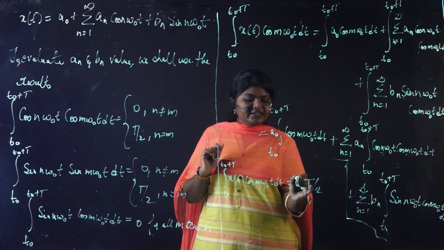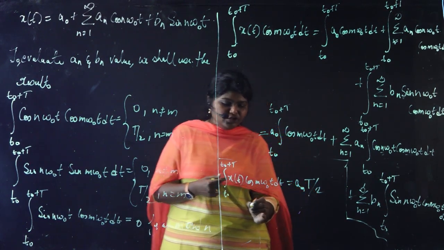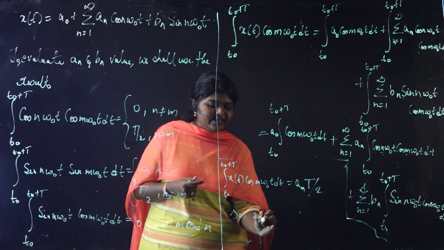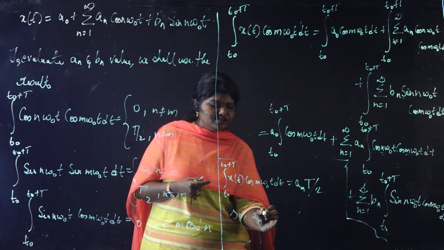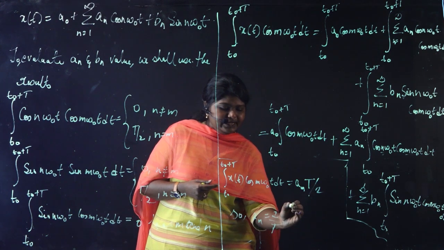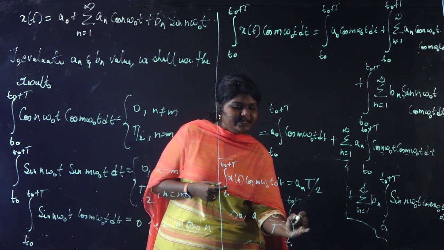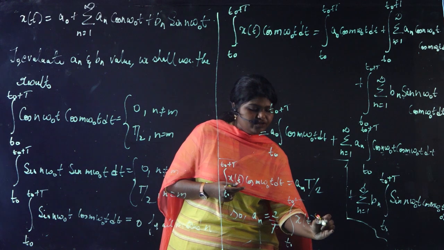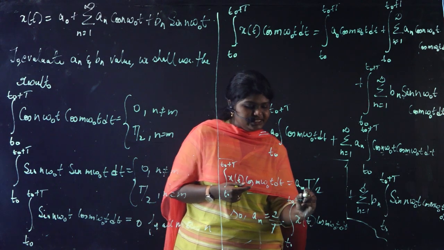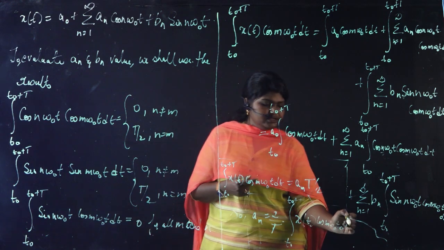Now at n equals m, even at the n value we will replace it with n. So a m is nothing but a n now. At m equals n, a n equals 2 by T times the integral from t naught to t naught plus T of x of t into cos of m omega naught t dt. So this is how you're going to evaluate the a n.